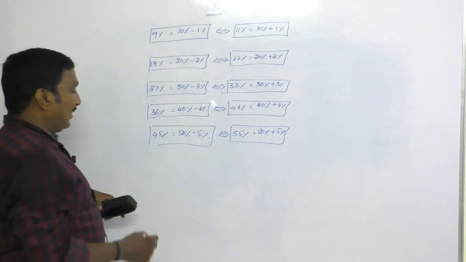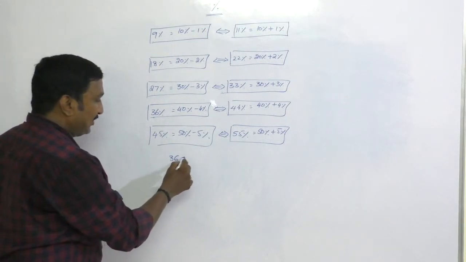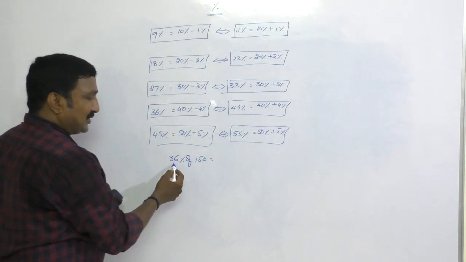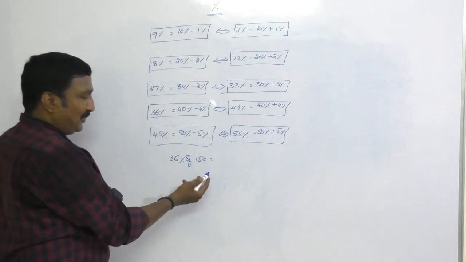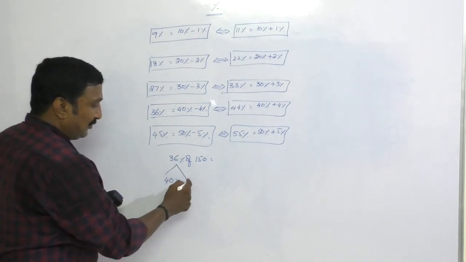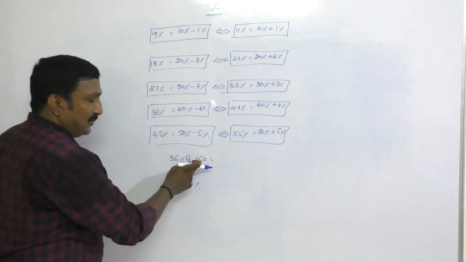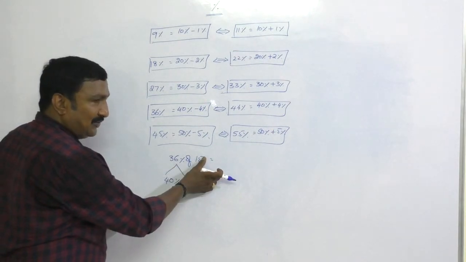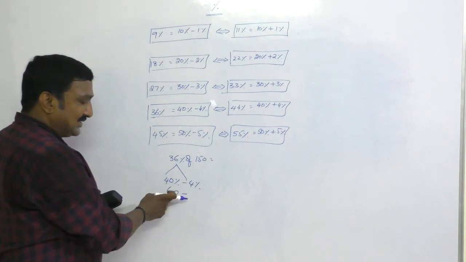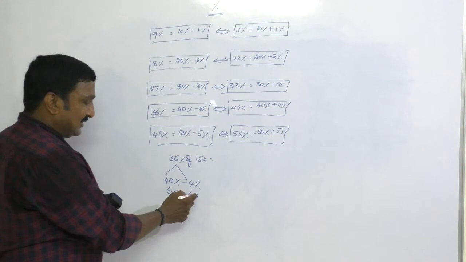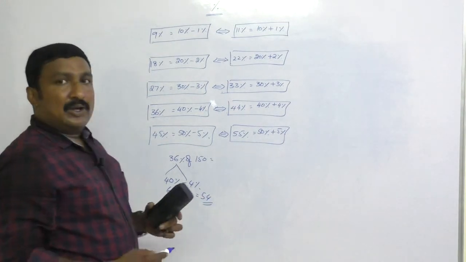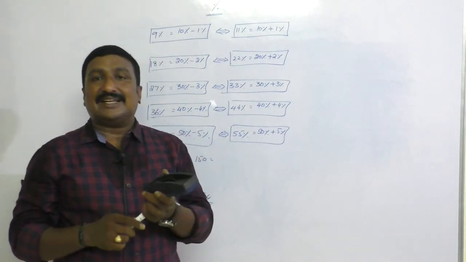For example, I want to calculate 36% of 150. What is the 36% means? First I will calculate 40% minus 4%. So 36% can be written as 40% minus 4%. What is the 40% of 150? 10% is equal to 15, 40% is equal to 60. Minus 4% means just eliminate the decimal, just I will write 6. 60 minus 6 is equal to how much will come? 54. Okay friends, so these are the percentage values.